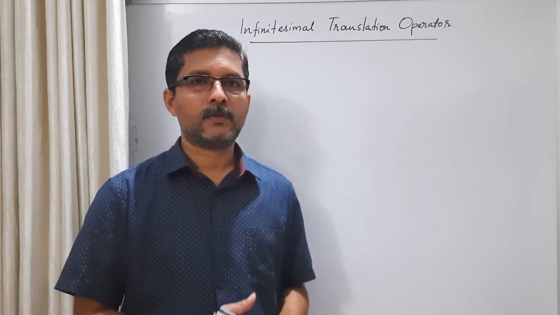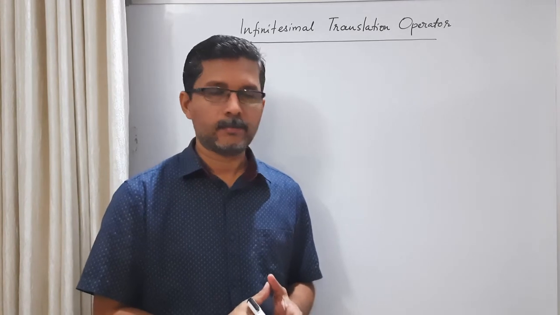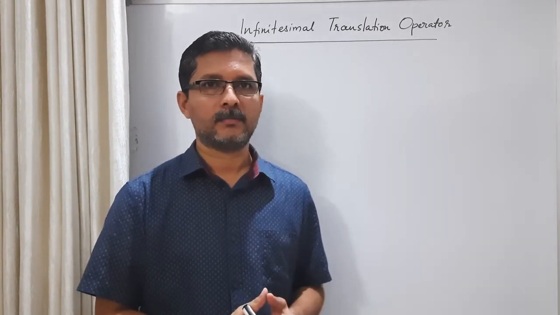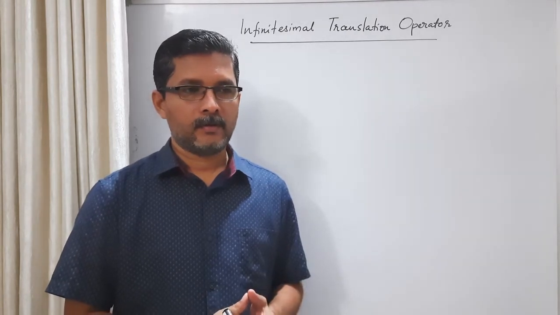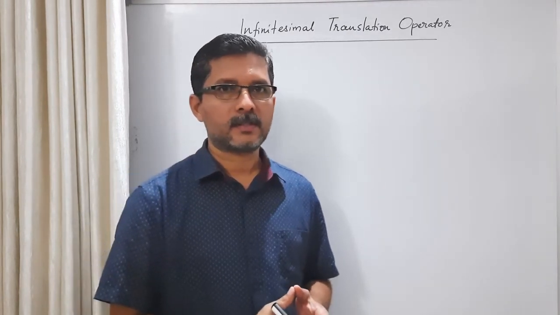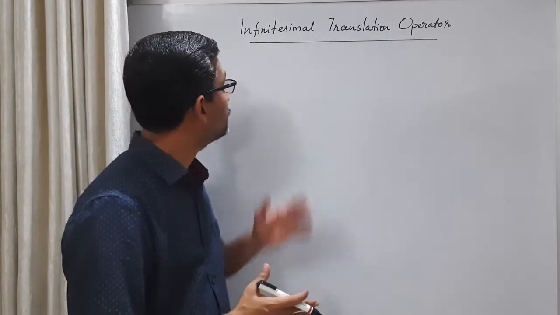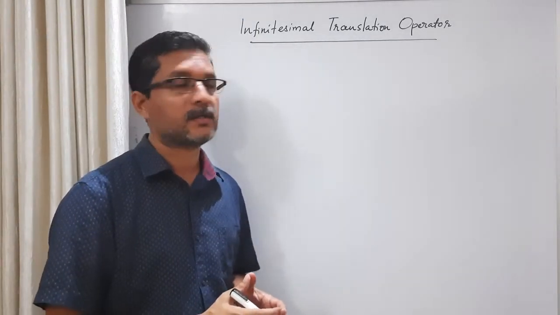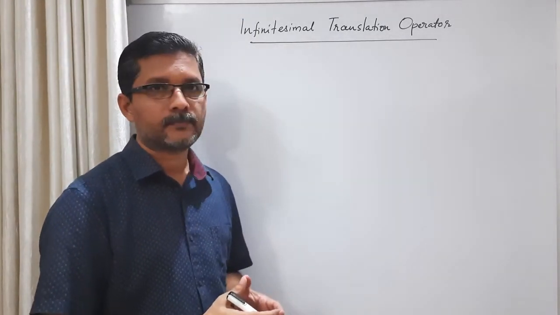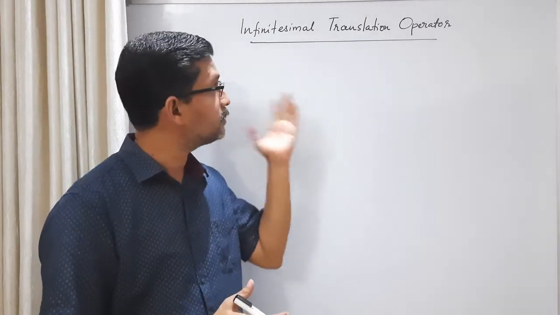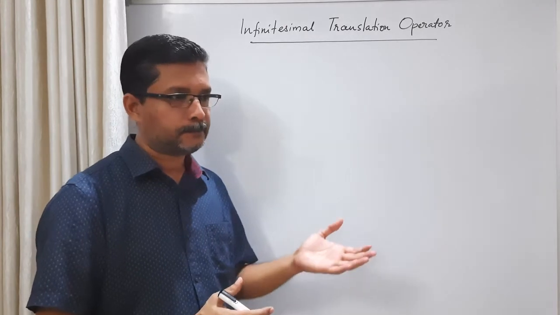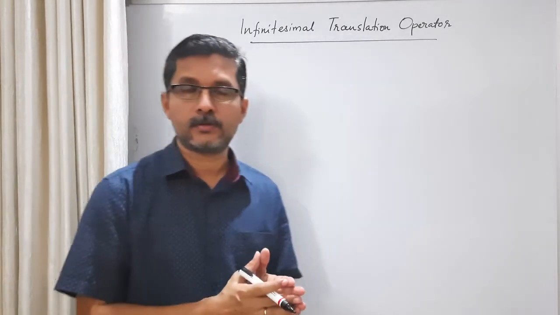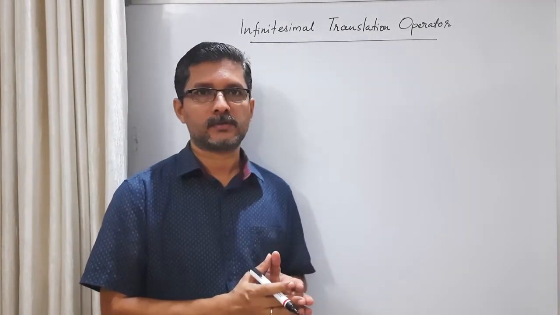In the next few classes, we will see how the commutation rules between position and momentum operators emerge. We start this discussion by defining the infinitesimal translation operator. We will see how this infinitesimal translation operator is connected to, or how this leads to, the position and momentum commutation rules.